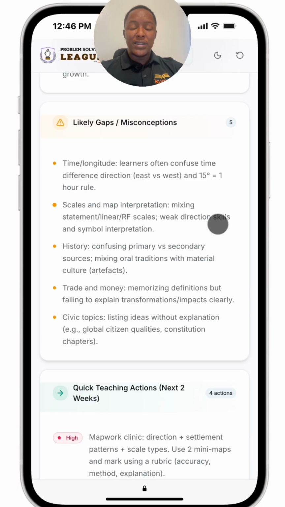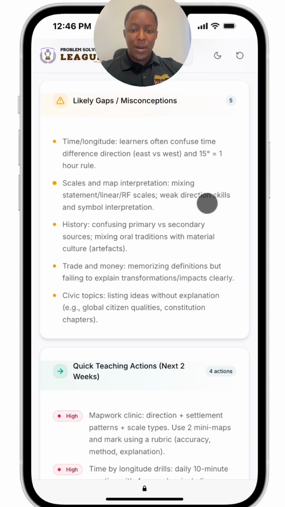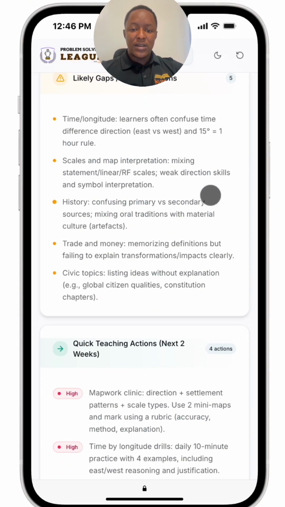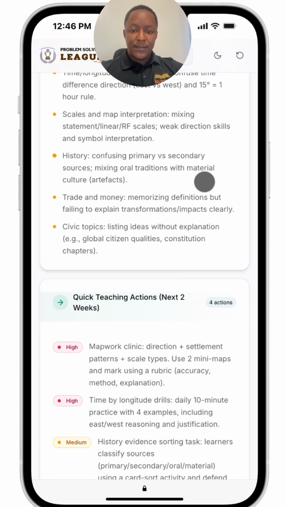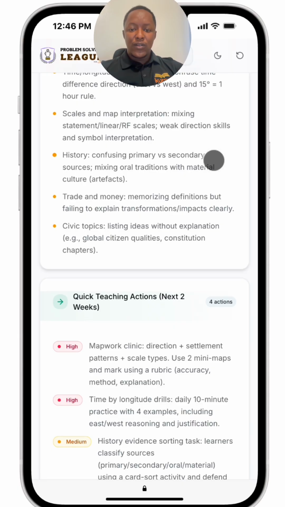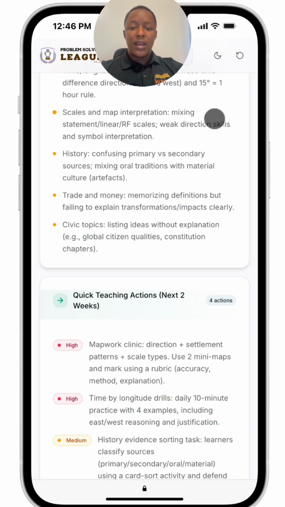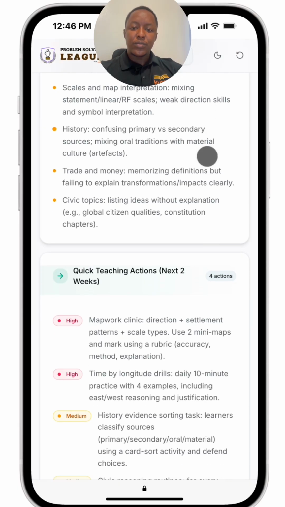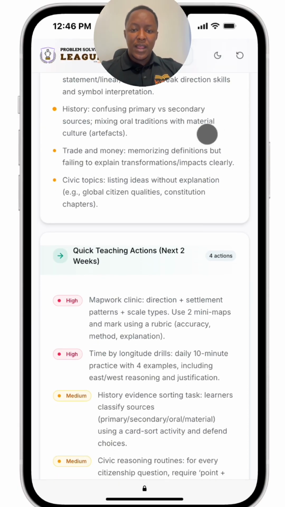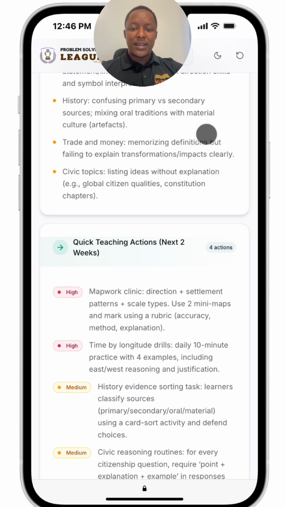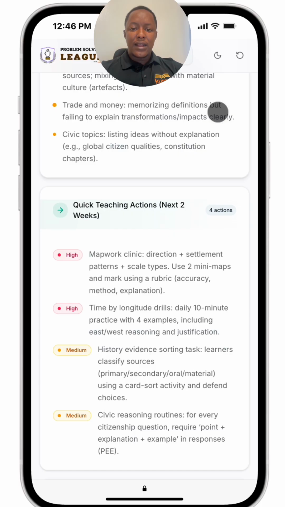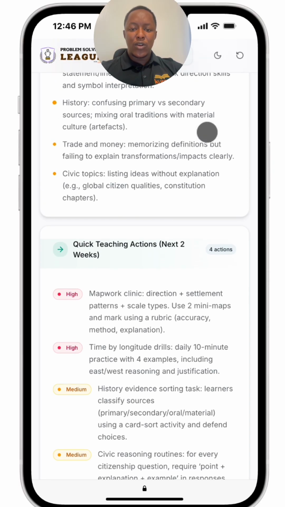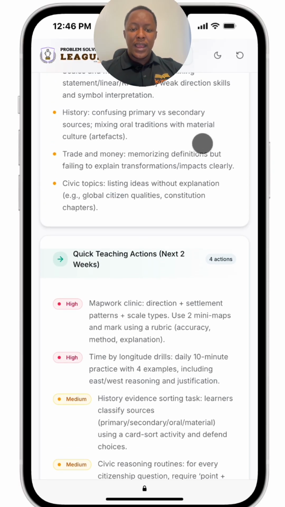There is scale and map interpretation. Like I mentioned, you will have a lot of map work, so they need to know what the scale is, and be able to read and interpret it on the linear scale. History will involve primary and secondary sources, making sure that they understand the difference between the two. Also, we'll have trade and money, so they should be able to explain impacts clearly. And also we have civic topics. They need to know topics like global citizenship qualities and the constitution.